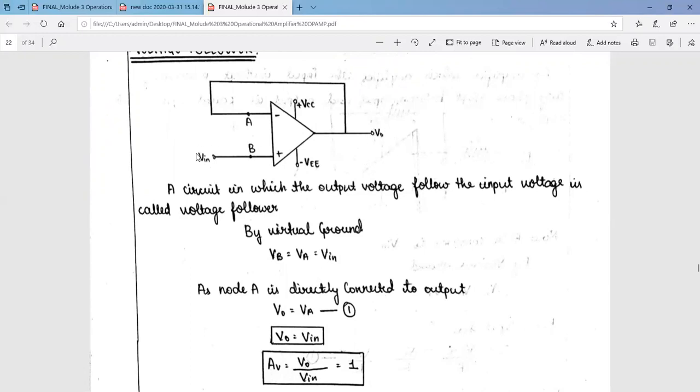Let us take an example. If I give input voltage to be 10 volts, my output voltage of this circuit is also going to be 10 volts, because the gain with which it is going to multiply is 1. So output voltage will be gain, that is 1, into the input voltage. So your output voltage is going to be equal to your input voltage in a voltage follower. Thank you. Let us conclude this lecture, and we will see further applications in the next video. Thank you.